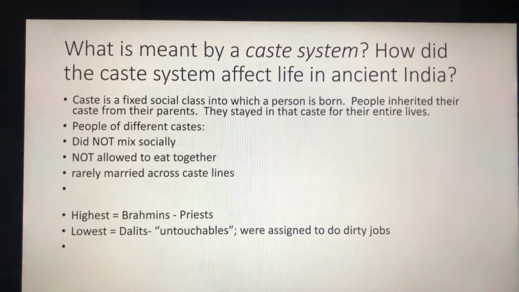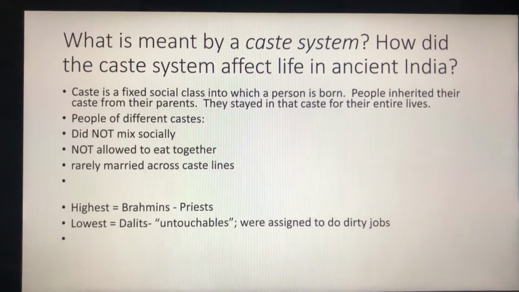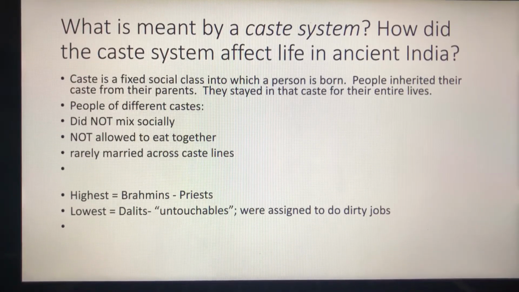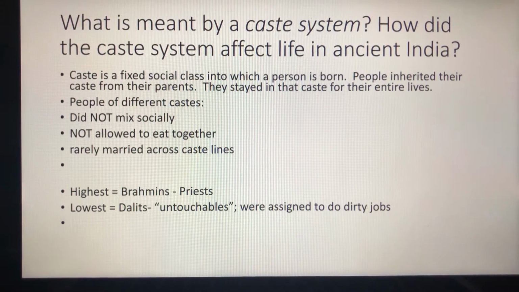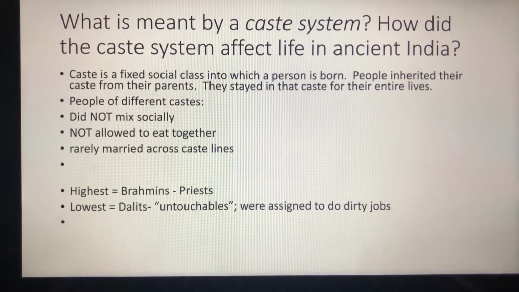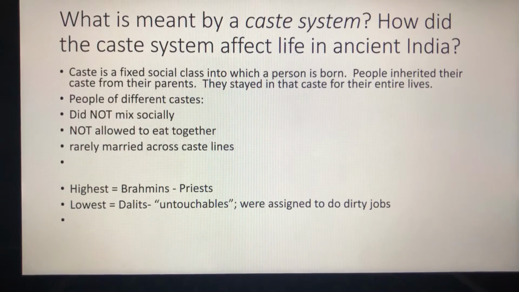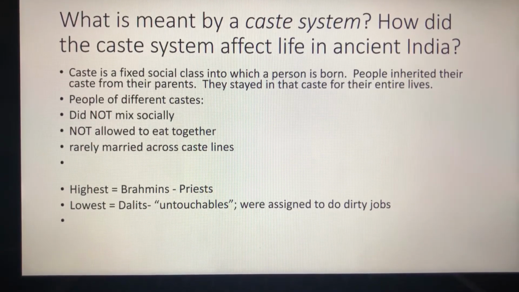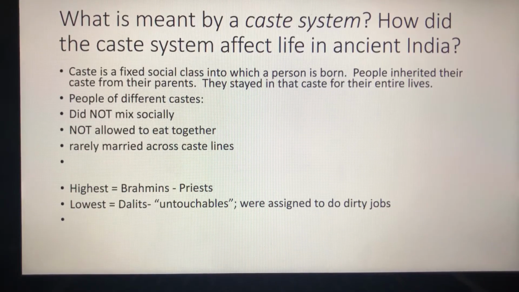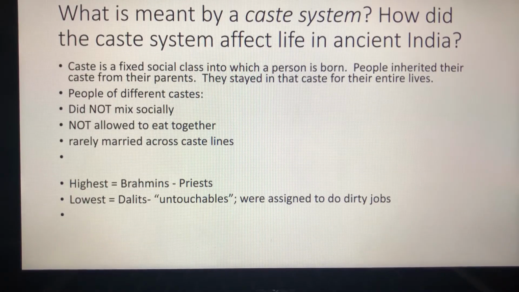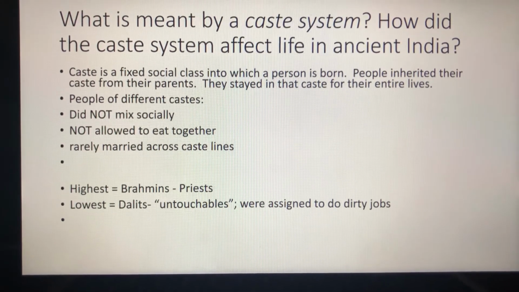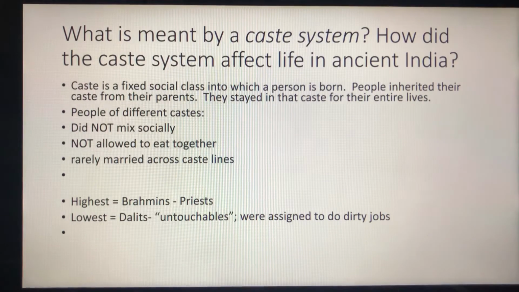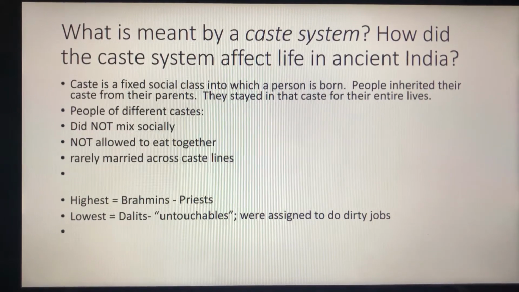Some things to know about caste is that it is a fixed social class into which a person is born. People inherited their caste from their parents. They stayed in that caste for their entire lives. So remember, your caste is determined by who your parents are. You are the same caste as them. You cannot get out of your caste during your life because it's fixed. So it doesn't matter how good of a person you are, or how much money you have, any of that. You are stuck in that caste for your entire life.